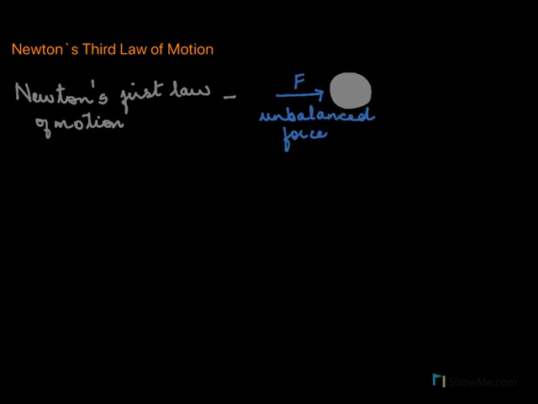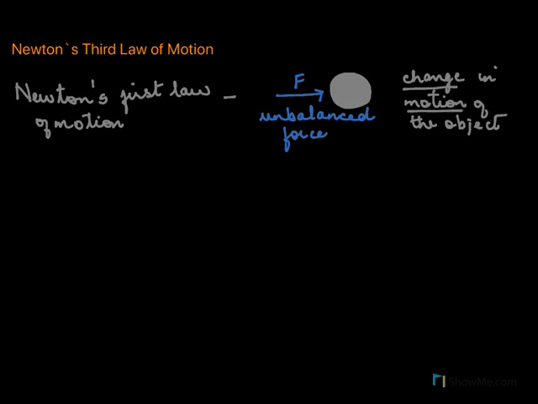say F, there will be a change in motion of this object, which means if the body is at rest, it may start moving. If the body is moving, it would come to rest, or there would be a change in its velocity. So the first law of motion tells us an unbalanced force is required to change the motion of the object.